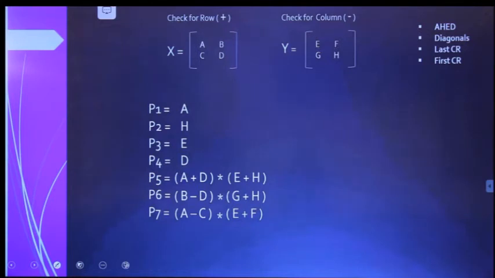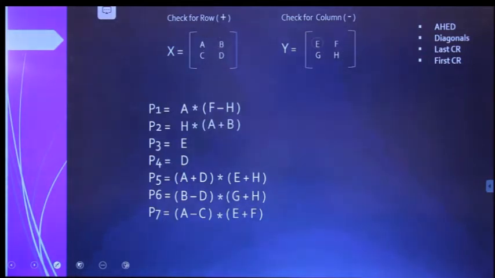Now consider P1. In P1 we have A. In other matrix, the corresponding element of A is E. Since we are in Y, we have to check for columns, and the opposite column is FH. Since it is a column, we will write F minus H. Okay? Now consider P2. In P2 we have H. The opposite corresponding element of H is D, and since we are in X, we will consider rows. The opposite row is AB. And since it is a row, we will write A plus B.